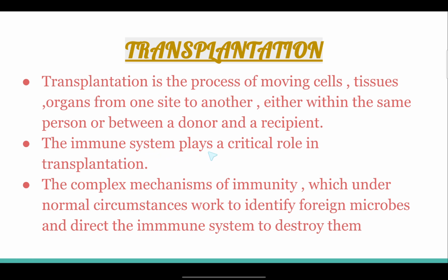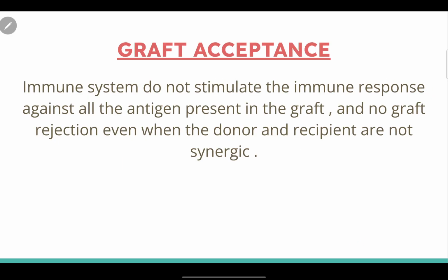The immune system plays a critical role in transplantation. The complex mechanism of immunity, which under normal circumstances works to identify foreign microbes and direct the immune system to destroy them. What is graft acceptance? The immune system does not stimulate an immune response against all the antigens present in the graft, and there is no graft rejection even when the donor and recipient are not syngeneic.